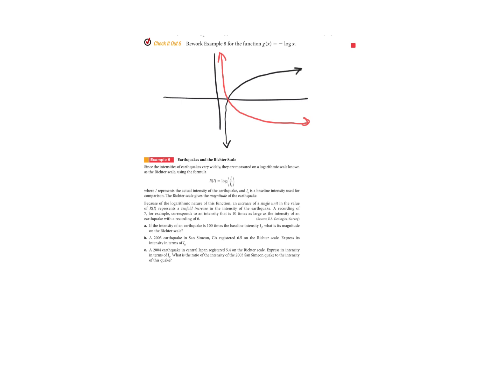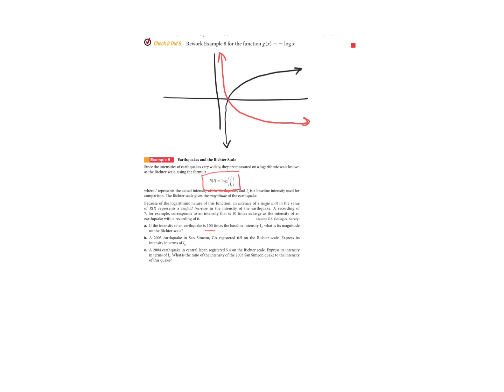All right, and this is just a story problem. It gives you the equation, and you are simply going to plug in the numbers and solve where it needs to be solved. So let's read through it and take a look. Since the intensities of earthquakes vary widely and are measured on a logarithmic scale, the Richter scale. So here's the Richter scale. I represents the actual intensity of the earthquake, where I sub 0 is the baseline intensity used for comparison.